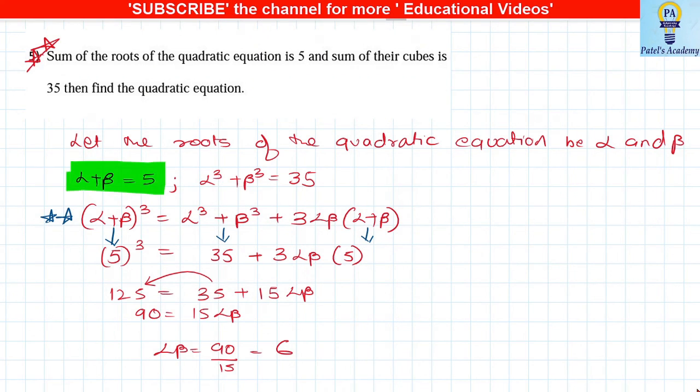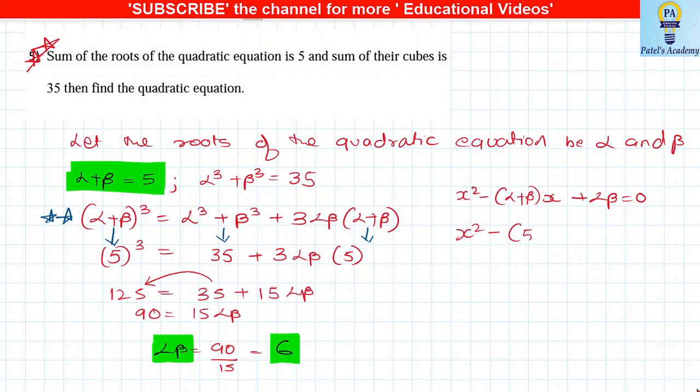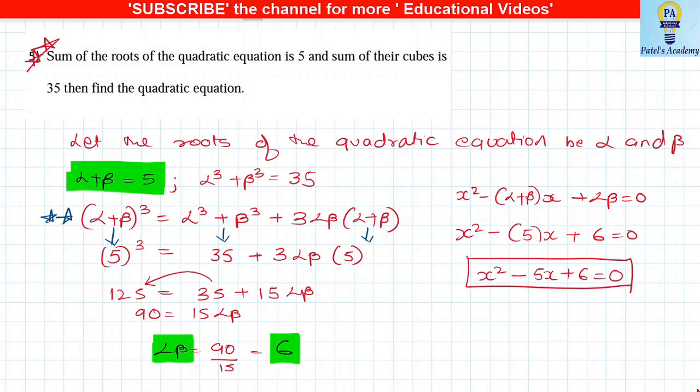We have the value of alpha plus beta and the value of alpha into beta, so we can form the equation. The equation is x square minus (alpha plus beta) x plus alpha beta equal to 0. Just substitute the values: alpha plus beta as 5 and alpha into beta as 6. So my final equation is x square minus 5x plus 6 equal to 0. Very important sum.